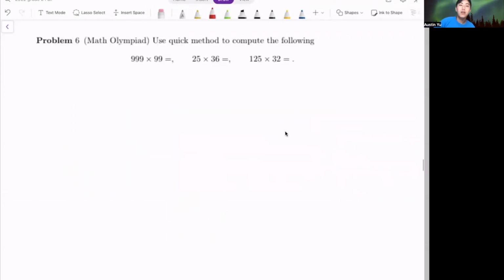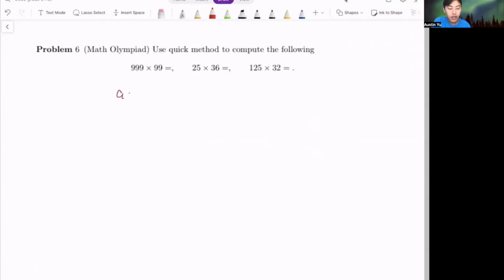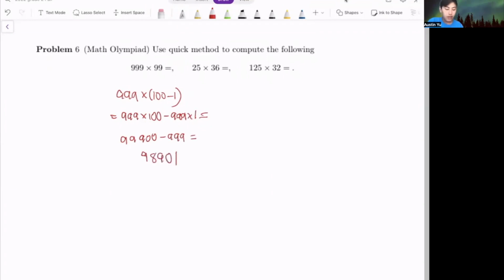Problem 6. Use a quick method to compute the following. First equation, 999 times 99. We can do 999 times 100 minus 1, because 99 is just 100 minus 1. That equals 999 times 100 minus 999 times 1, which equals 99,900 minus 999, which equals 98,901.